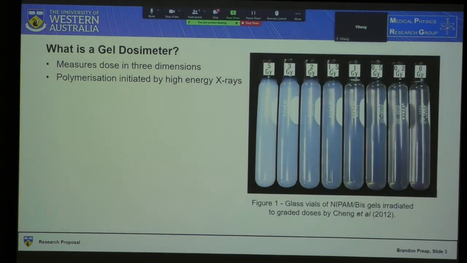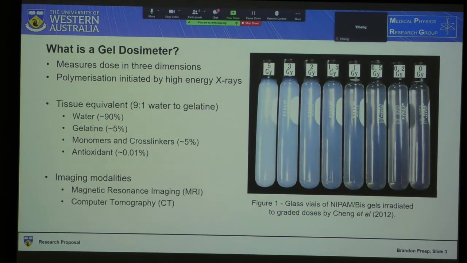Gel dosimeters can measure dose in 3 dimensions. As you can see in figure 1 here, the more dose there is, the more opaque it becomes. And because you put it in a glass vial, you can use MRI or CT to image it. I found it's pretty cool.